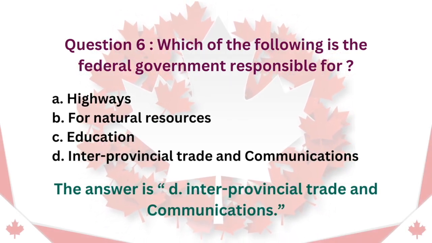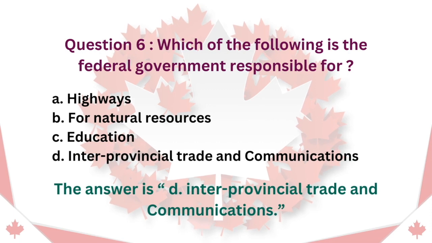Question 6. Which of the following is the federal government responsible for? A. Highways. B. For natural resources. C. Education. D. Interprovincial trade and communications. The answer is D. Interprovincial trade and communications.